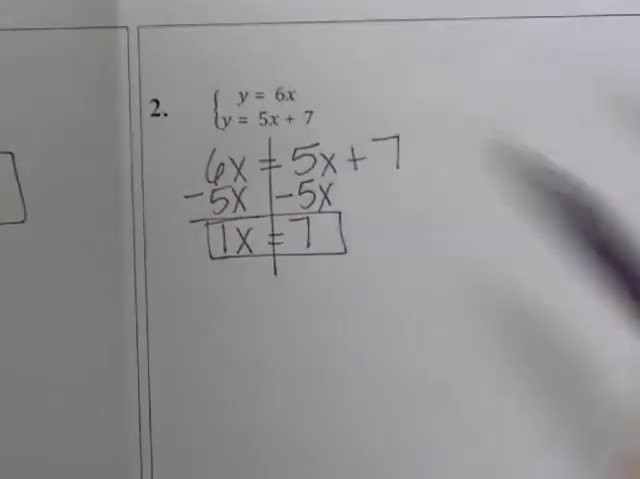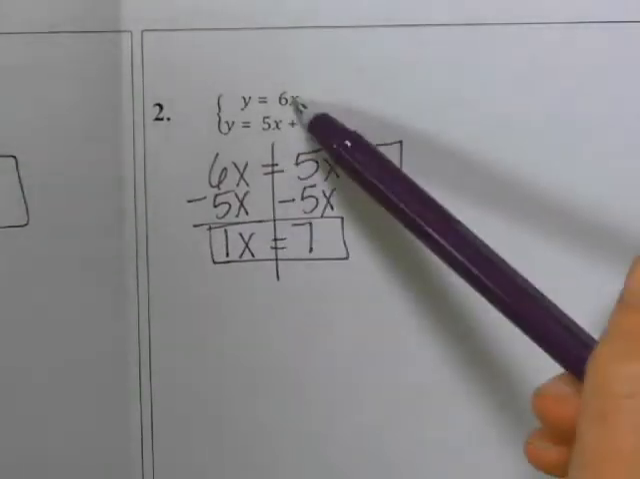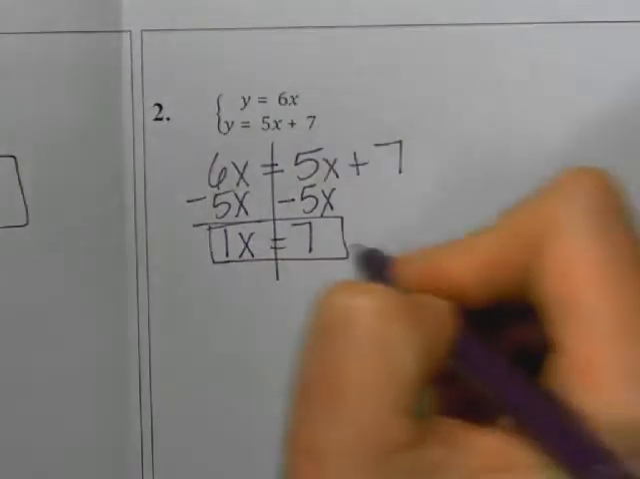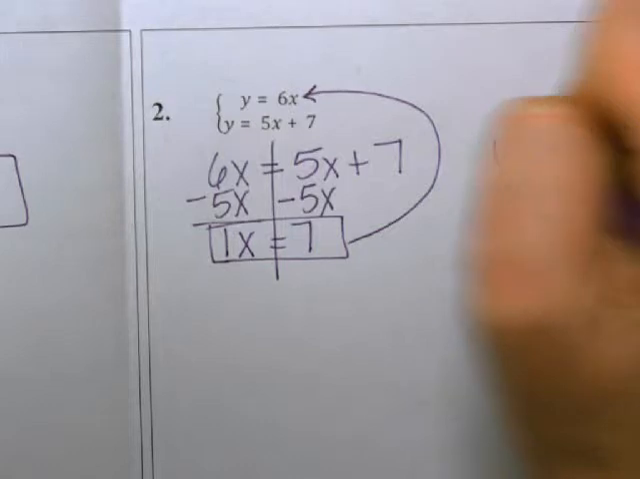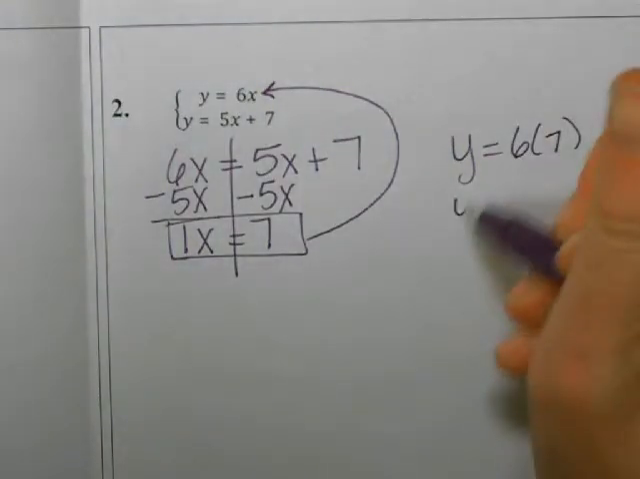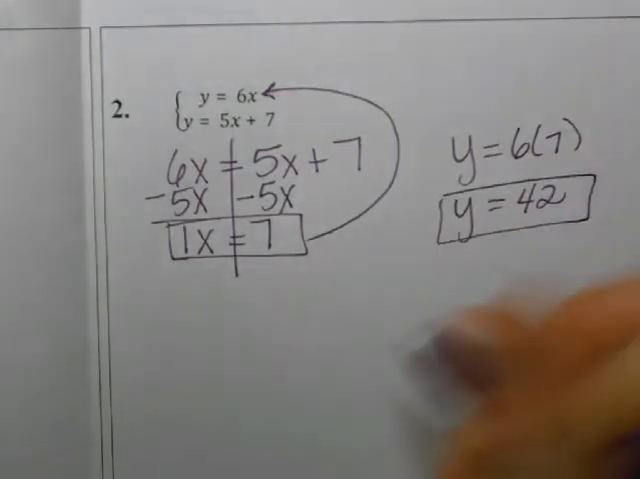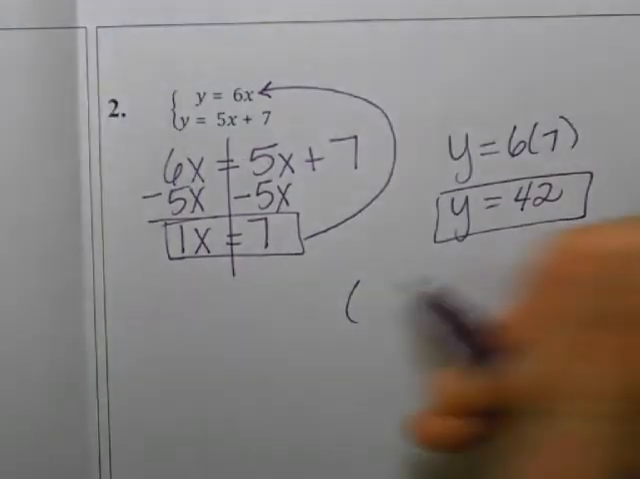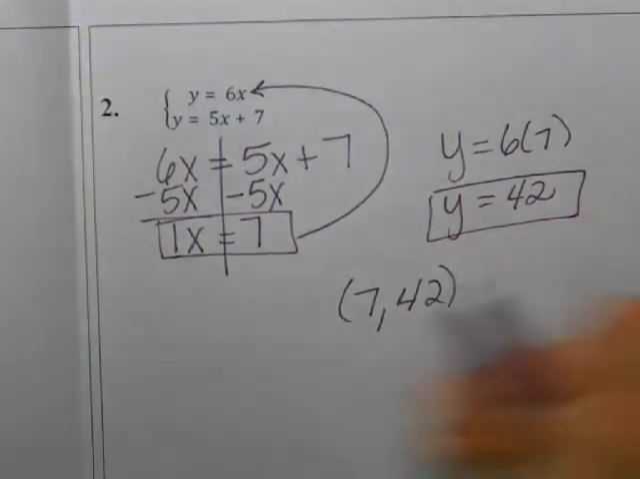And now how do I get y? Well, you pick one of these and you plug in your 7. Which one seems easier? Well, this one, because it only has multiplication. So you're going to plug in your 7. So you say y equals 6 times 7. And so y equals 42. And then you write your ordered pair. X is 7, y is 42. And you're done.